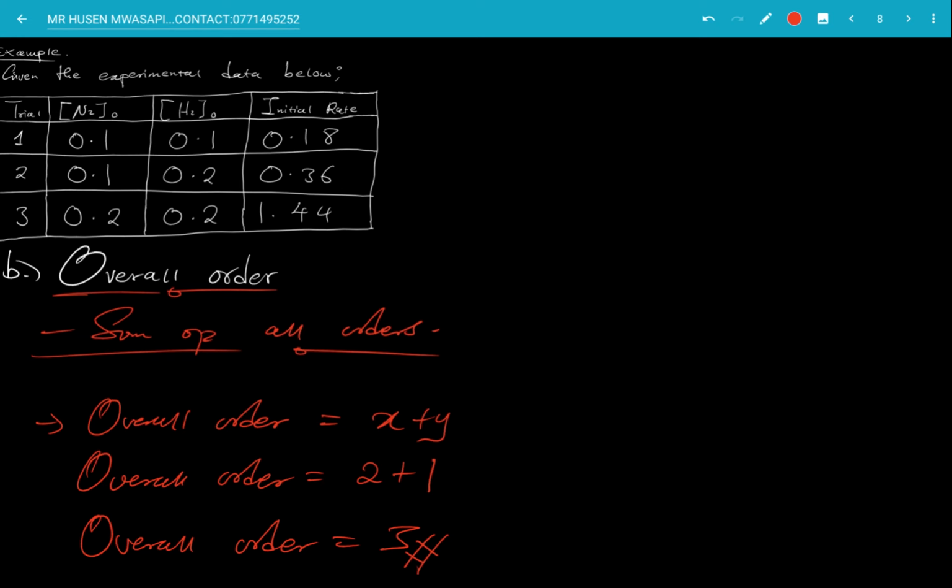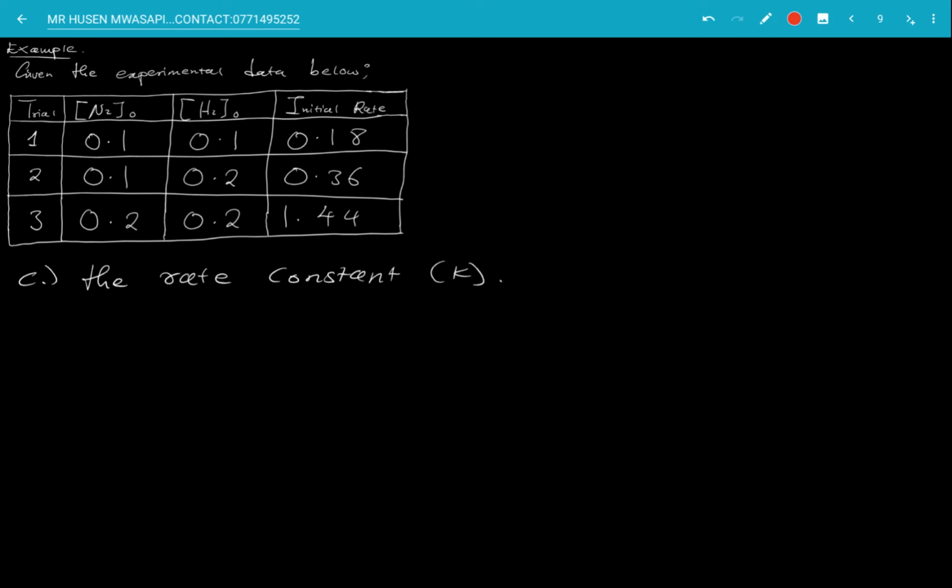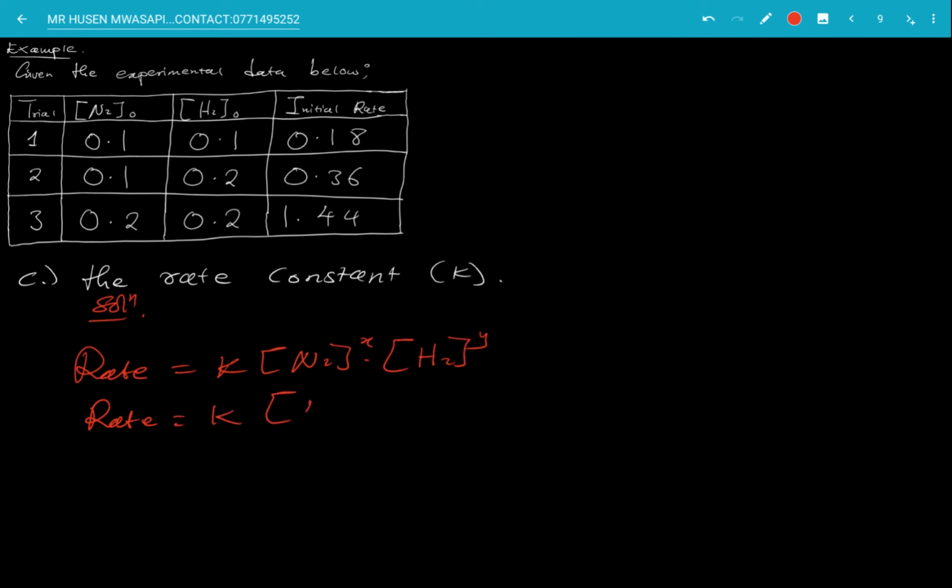Now let's look at a different question that we might also come across. Say we've been asked to calculate the rate constant K. So here all we have to do is simple. Remember, the rate law can also be written as rate is equal to K, the first concentration N2 raised to the X, times the second concentration, which is H2 raised to the Y. Now since we already know the values of X and Y, we can say rate is equal to K N2 to the second times H2 to the first.